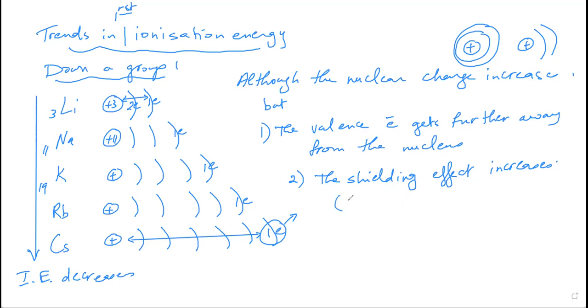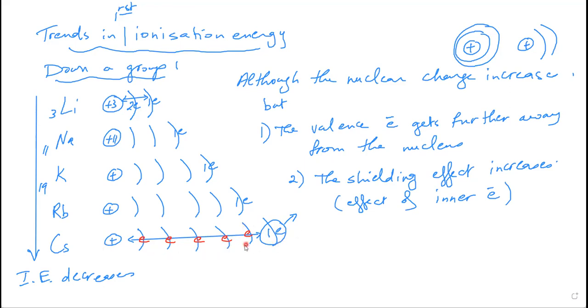The shielding effect is the effect of the inner electrons in these inner shells. If you see here, we have electrons in all these shells, and the electrons are moving in between the outermost electron and the nucleus. There are a lot of electrons in between this outer electron and the positive nucleus. And these electrons shield the effect of the positive nucleus on this outer electron.